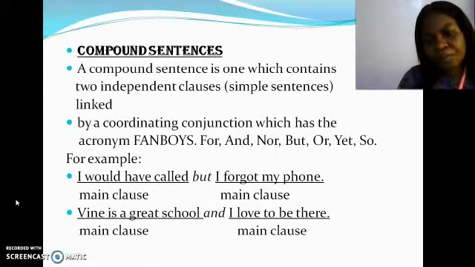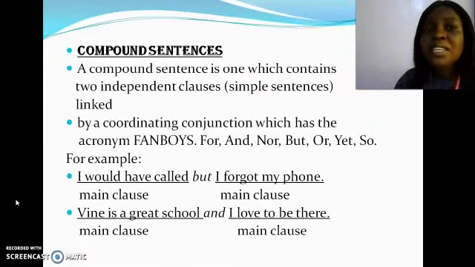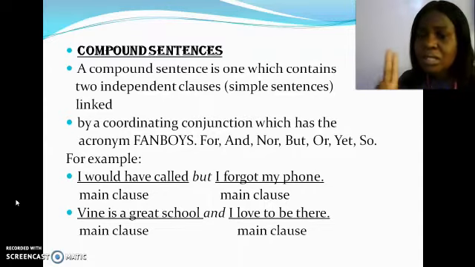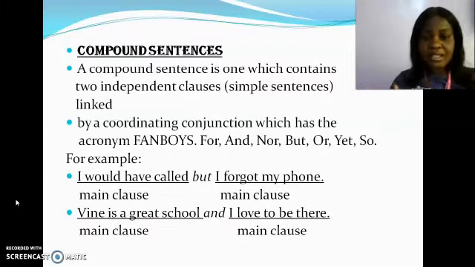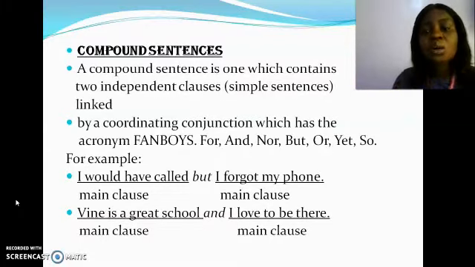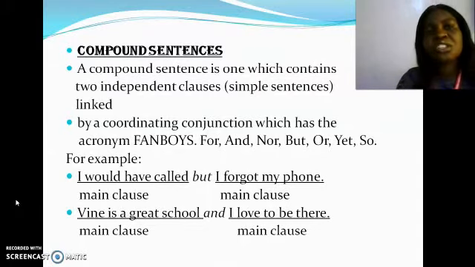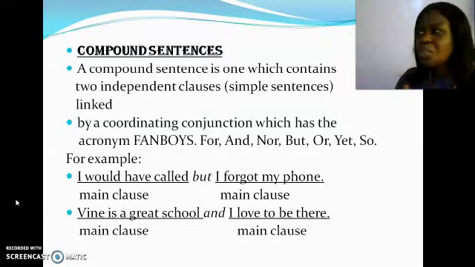Let's bring that to English. A compound sentence is one which contains two independent clauses. That means two simple sentences linked together by a coordinating conjunction. Do we still remember coordinating conjunction?